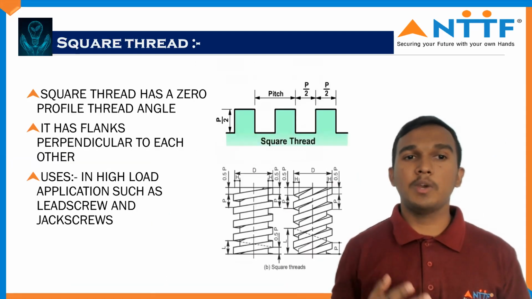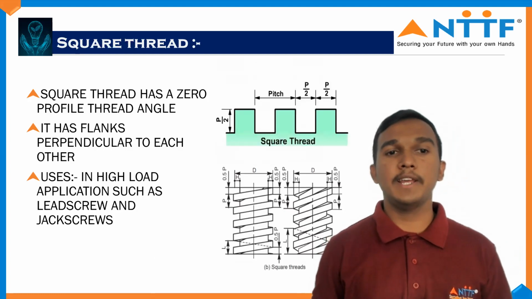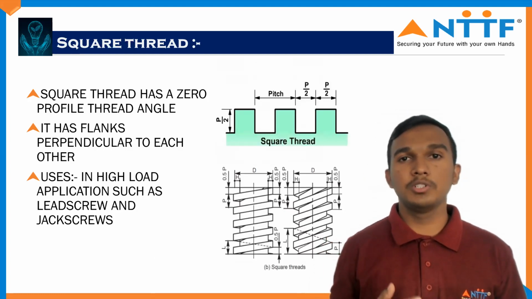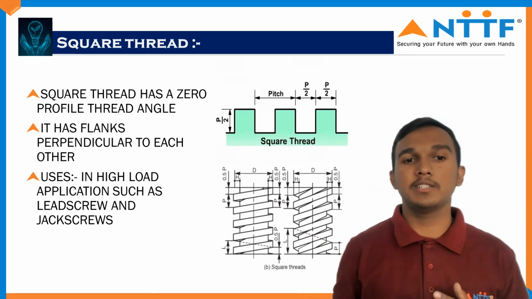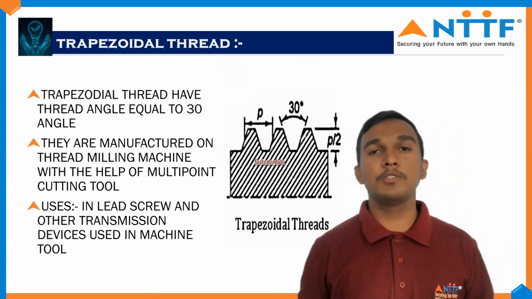And next is our square thread. Square thread has a zero profile thread angle and it has flanks perpendicular to each other. Square thread has an angle of 90 degrees and square threads are used in high load applications such as lead screw and jack screw.